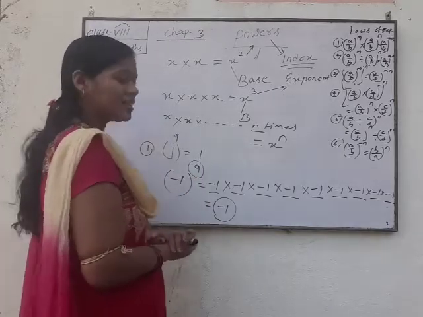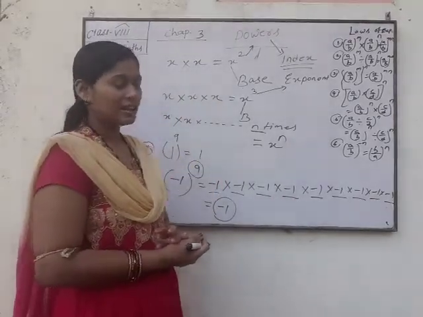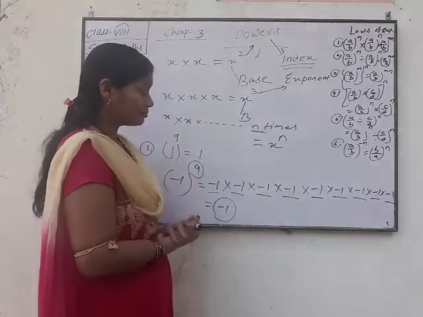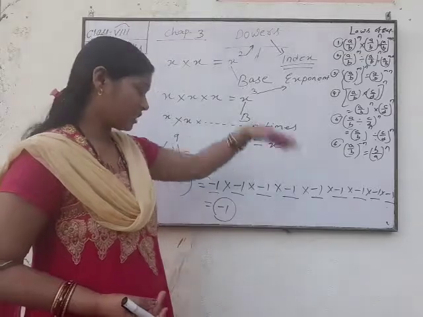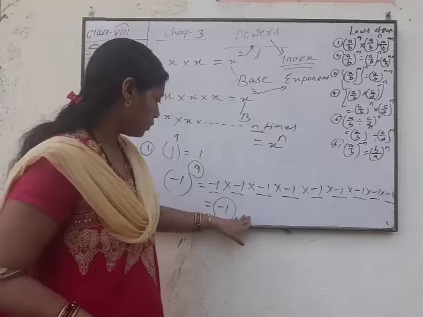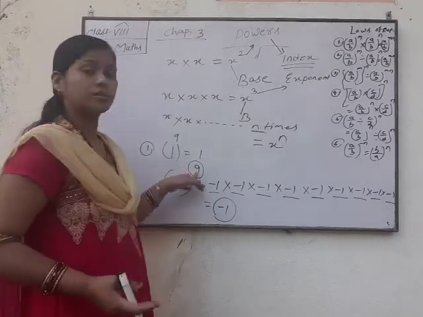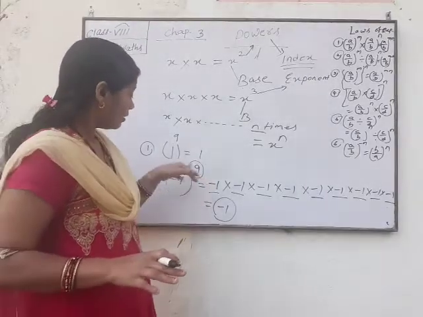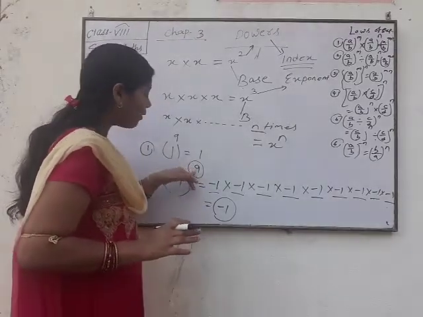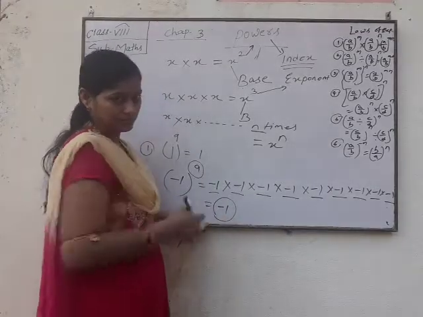Suppose the power is more than 9, say 19 or 75, any number. It is not possible to multiply it 75 times, 100 times or 200 times. So your trick is: if your exponent, meaning your power, is an odd number, then your result is negative.